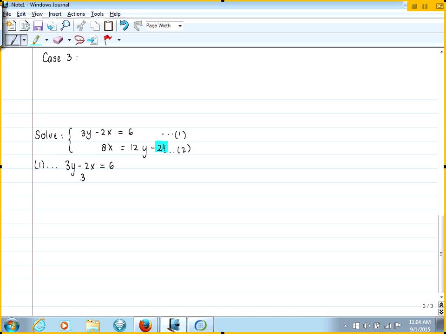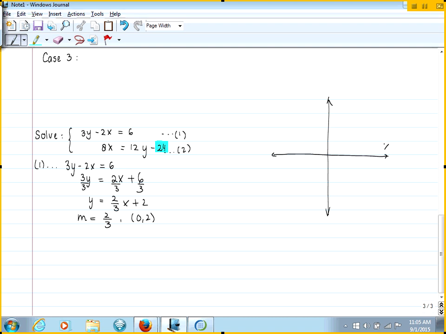Okay, so let's do it. 3y minus 2x is equal to 6. Alright. Then how do we solve for y? Yes, so 3y, what do I do with the negative 2x? Yeah, so 2x plus 6. Then what? Divide by 3 both sides. So y is equal to, okay, so what's the slope? 2/3, and y-intercept? Okay, so let's draw.